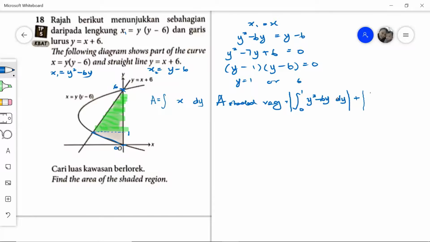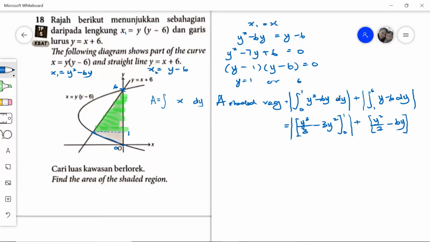Or we can use the formula for finding the area of a triangle. So in this case, y from 1 to 6 of the straight line, which is y minus 6, towards the y-axis. Now let's integrate this. So we have y cubed over 3 minus 3y squared, integrated from 0 to 1 with the modulus, plus y squared over 2 minus 6y from 1 to 6, with the modulus.